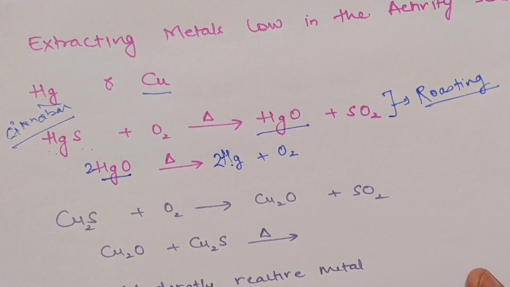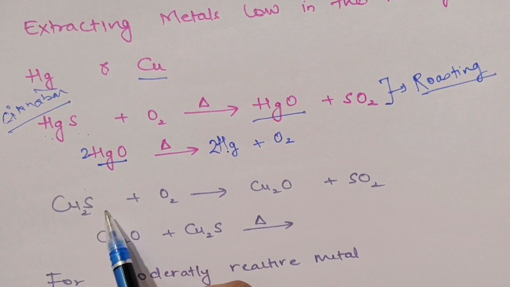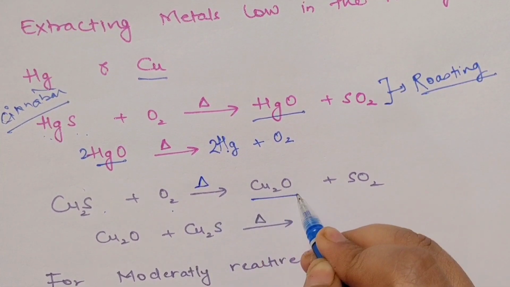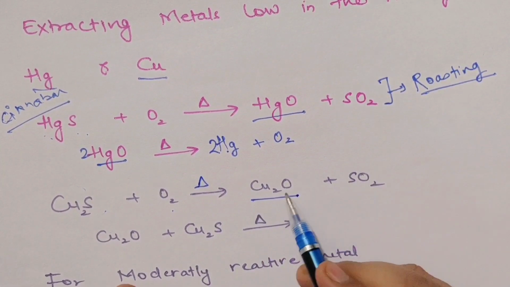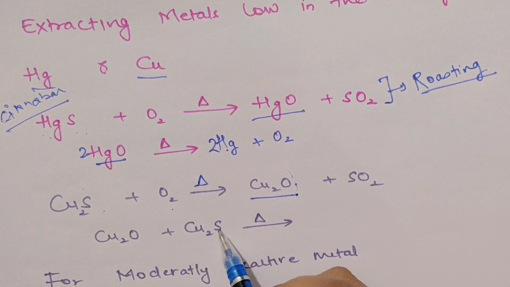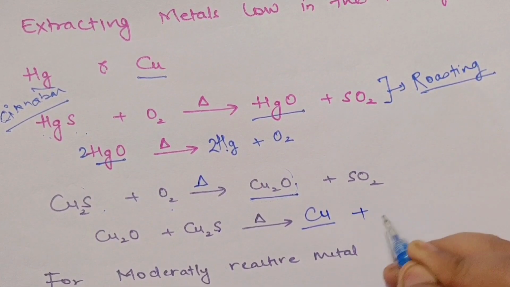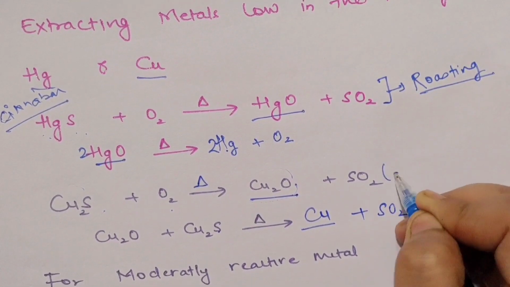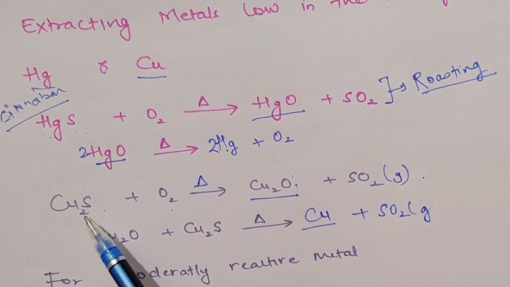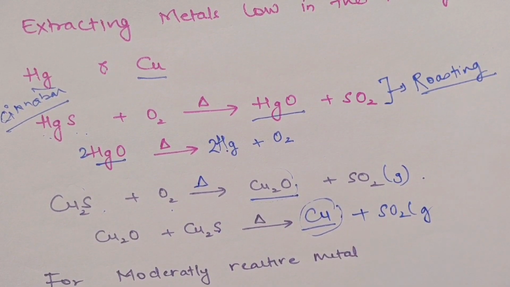Then we have copper. In copper, what happens is, same, it has sulfide ore. It has to be heated in presence of air to give oxide. Then this oxide, which is now made, is made to react with the ore itself and heated. In doing so, it gives us copper and sulfur dioxide. Okay, this is how copper is extracted from its ore, which is a sulfide. Then this copper is later on refined.